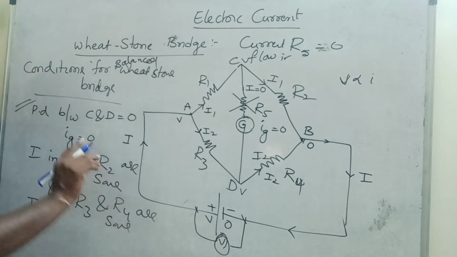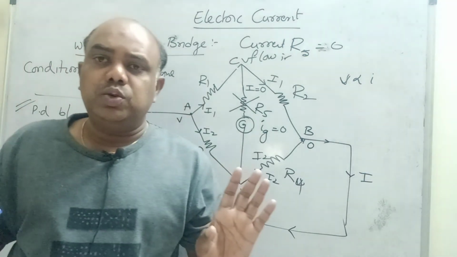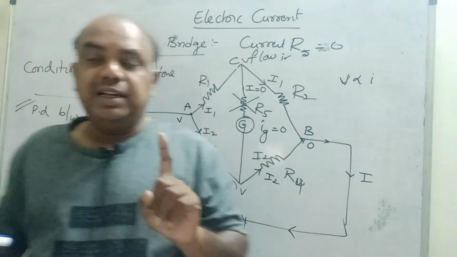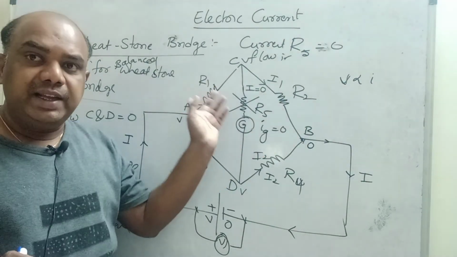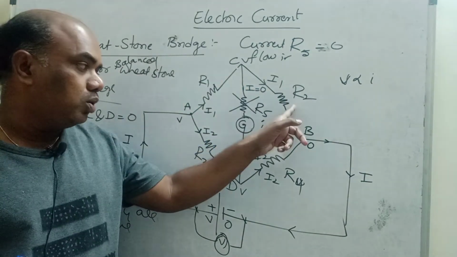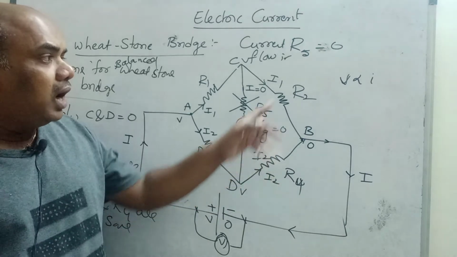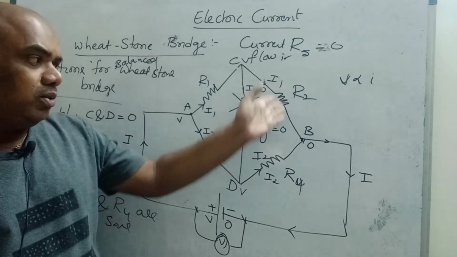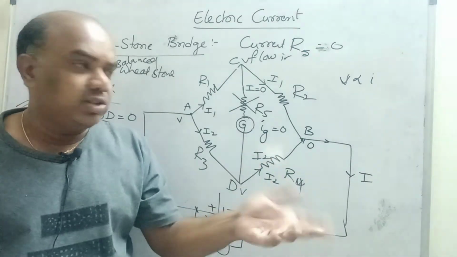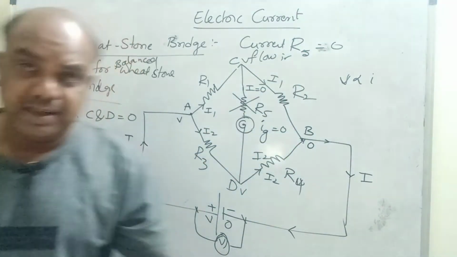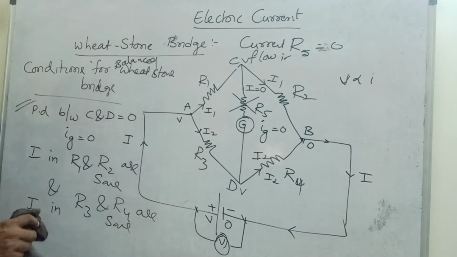If you know this rule, you can solve any complex circuit easily, but the condition is the ratio of the resistors: R1 by R2 is equal to R3 by R4. Or if you cross multiply, R1 by R3 is equal to R2 by R4, numerator by denominator, this is also correct. Why? Because on cross multiplication you will get the same. That we will see. Understand, children, up to here?